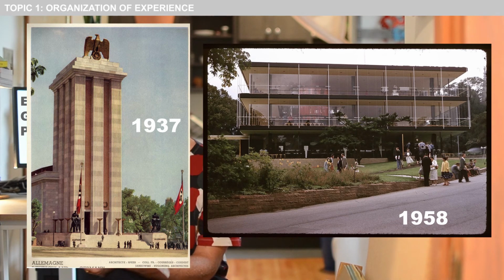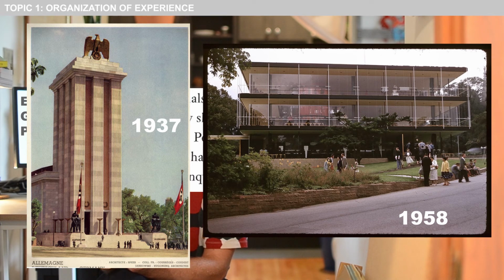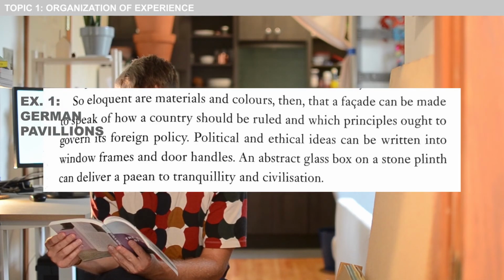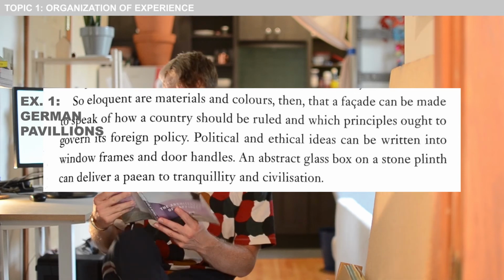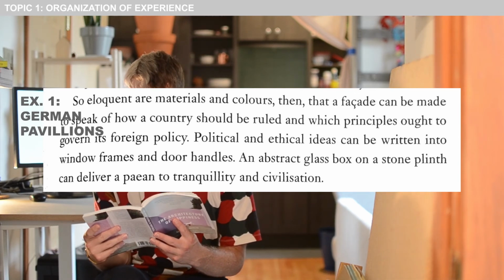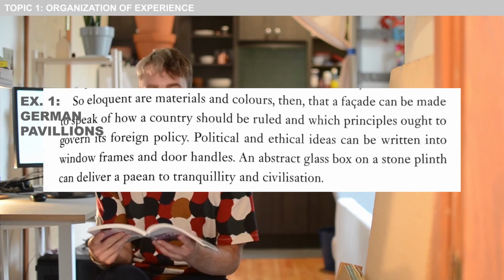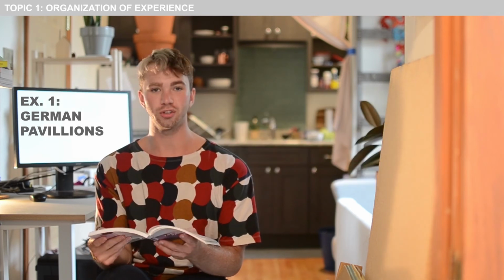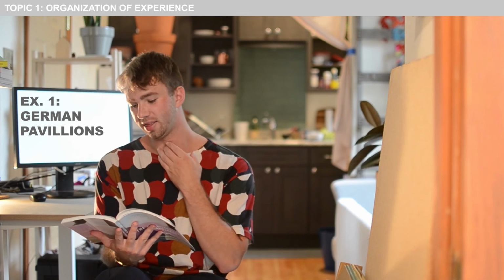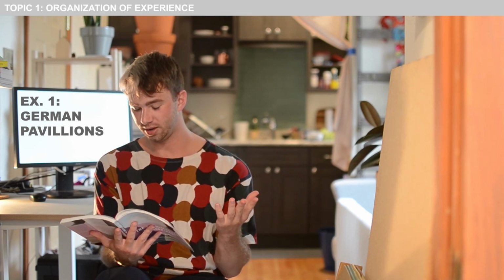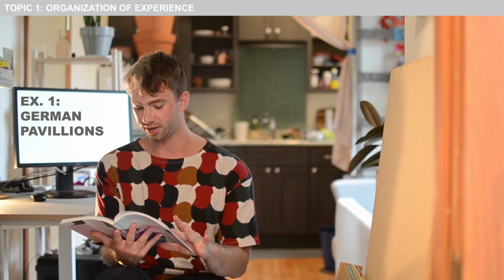And in the last paragraph about this example, the author says, "So eloquently are materials and colors then, that a facade can be made to speak of how a country should be ruled and which principles ought to govern its foreign policy." He's talking about how clearly the materials, the styles of architecture can be read. Political and ethical ideas can be written into window frames and door handles. An abstract glass box on a stone plinth can deliver a paean to tranquility and civilization. Paean just means like triumphant song. So he's saying that the abstract glass box stands for this new form of government based on tranquility and civilization.